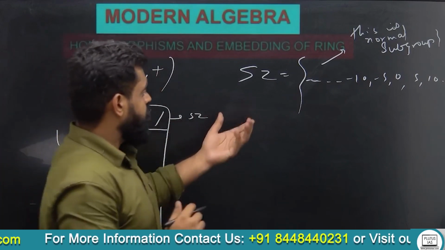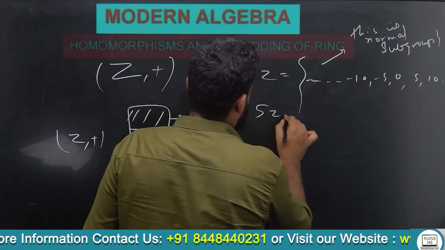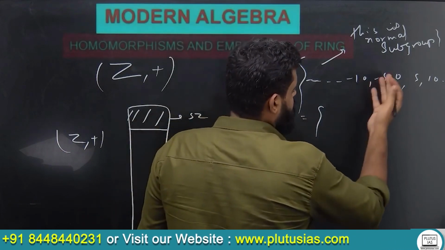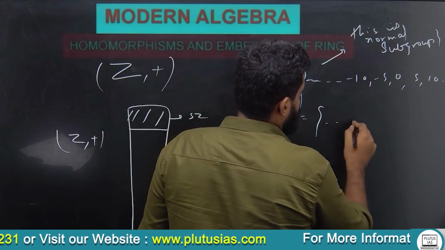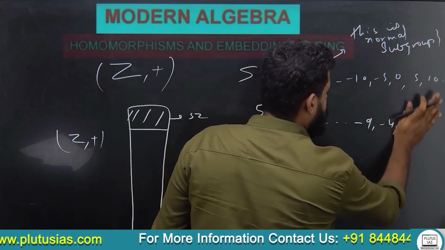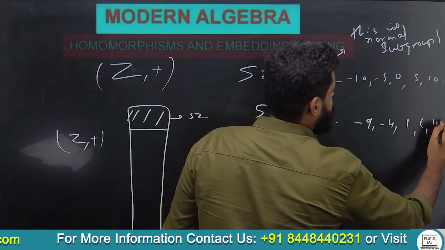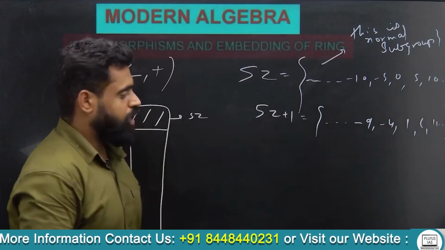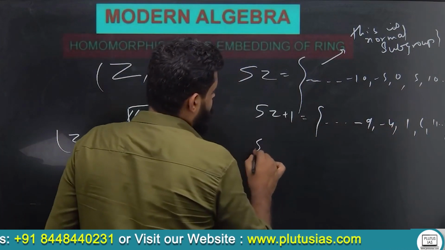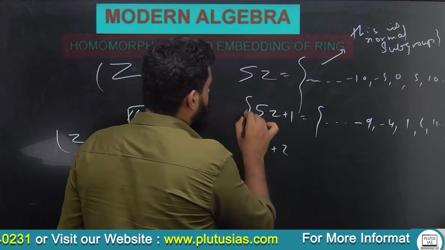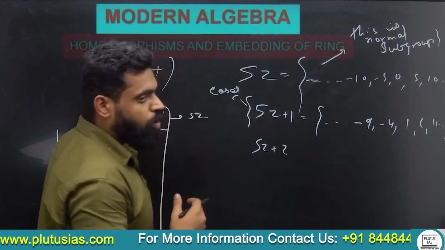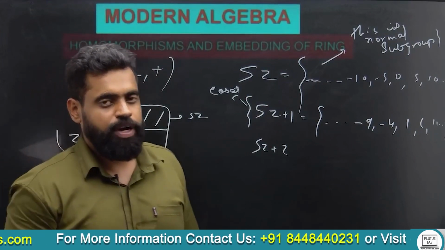Okay, what if I add 1 to all? This will be -9, -4, 1, 6, 11. Okay, so this is a whole another set. So if I say 5Z plus 1, this is called a coset. This is not a group or subgroup. This is called a coset of the subgroup 5Z in Z.